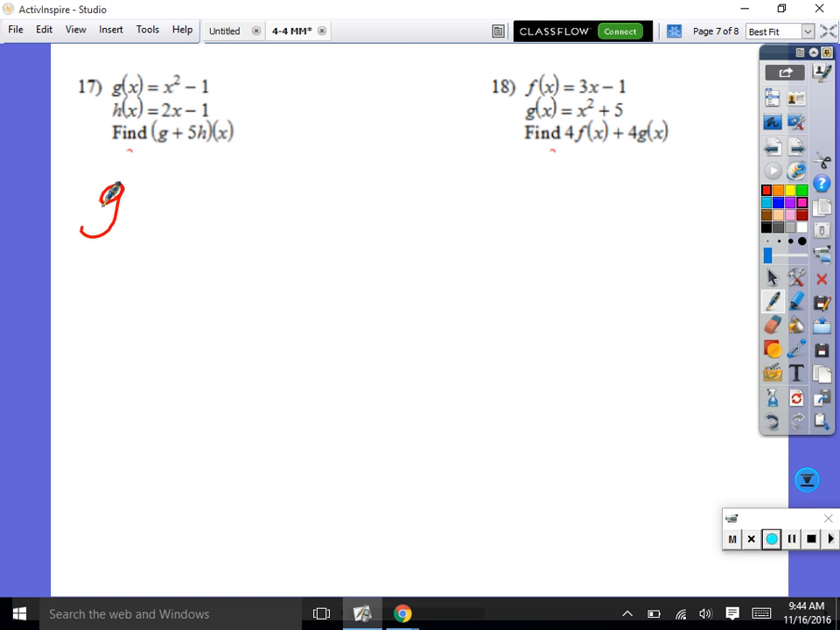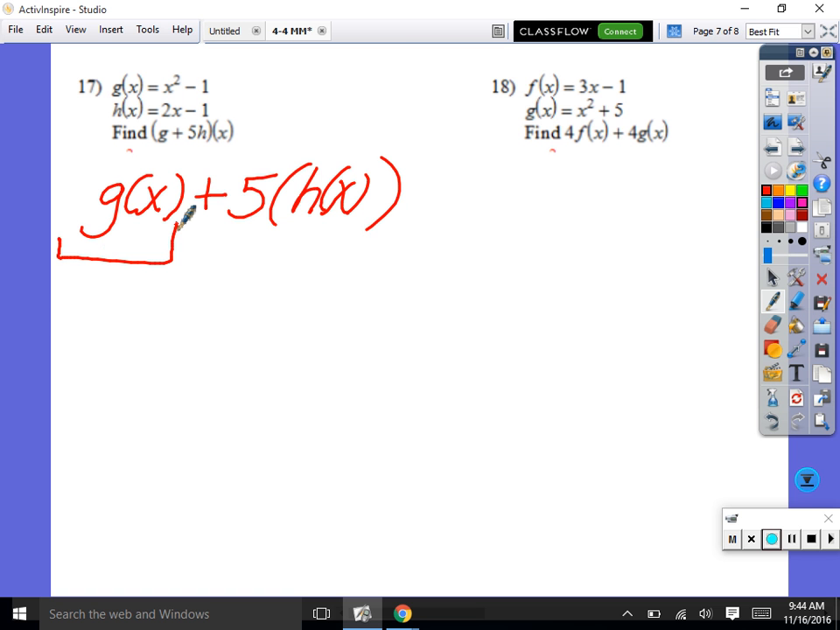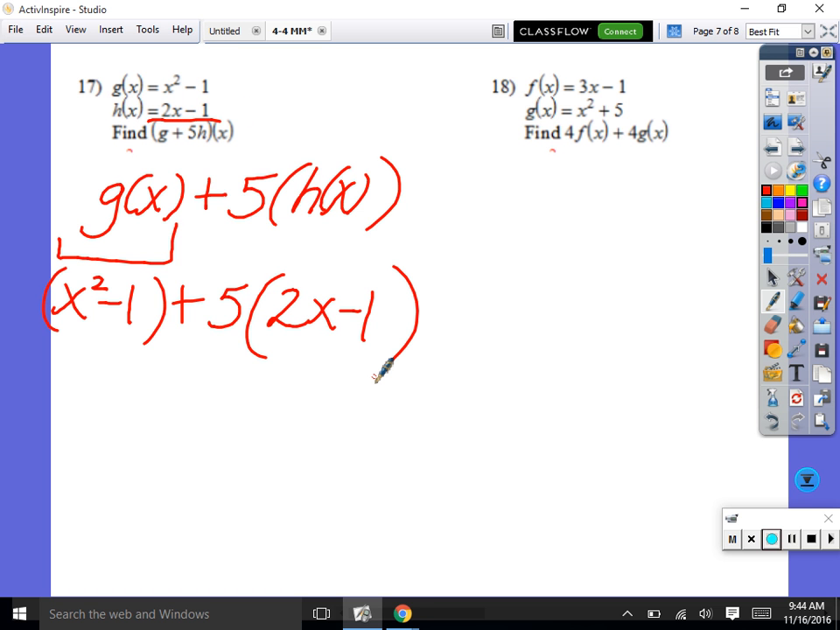So we're going to be doing g of x plus, then it says 5 times h. So that'll be 5 times h of x. You would write it out like this. Does everybody see how I wrote it out like that? Because that was the function g plus 5 times the function h. Okay, so g of x is x squared minus 1. We're adding that to 5 times h of x. So 5 times h of x is this, 2x minus 1. And that is our answer, but now we just simplify it.